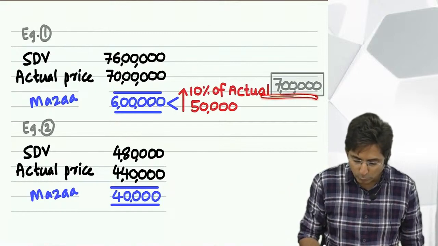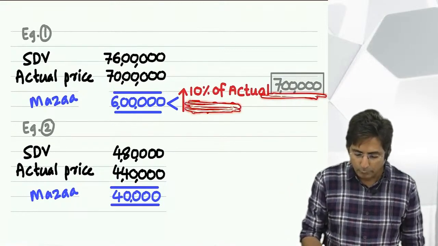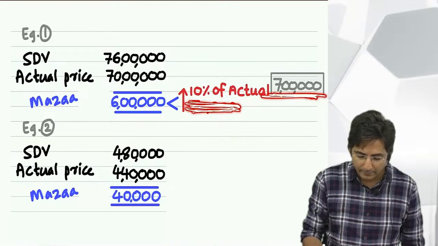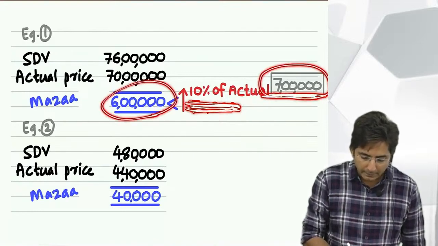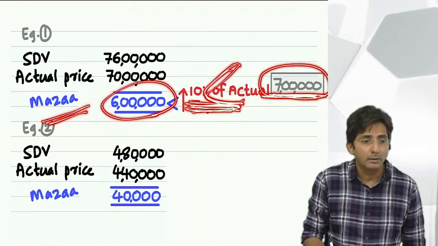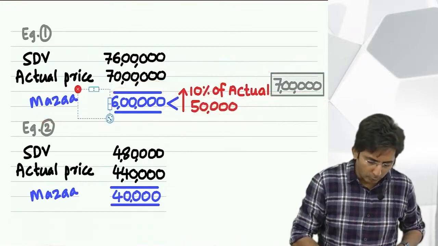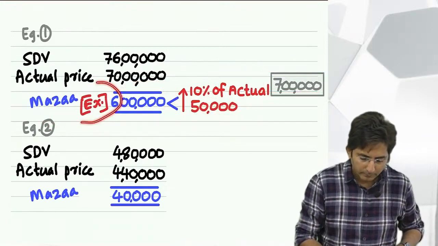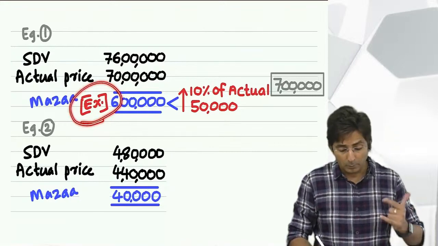So now see, once you choose 7 lakhs, this 50,000 is scrapped. Now you have 7 lakhs on one hand and the difference of 6 lakhs. So is our maza small or big? Small. It is small because 6 lakhs is small. So since the benefit is small, it will be exempt. Look at the conclusion. Exempt. Okay. Now try the other one.